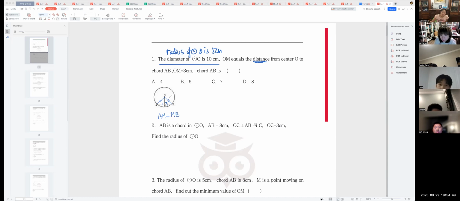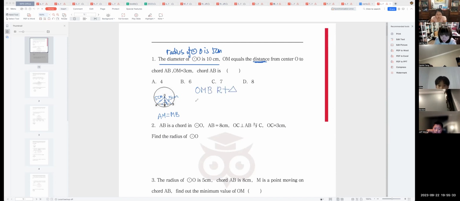Okay? So everybody, I know OB equals what? Danielle, can you tell me? The question didn't tell you OB, right? But OB is also a radius of the circle O, right? So that's why OB equals 5 centimeters, and OA is also 5 centimeters. Understand, Daniel? Okay, so if they are 5, and we also know OM is 3, OMB is a right triangle.